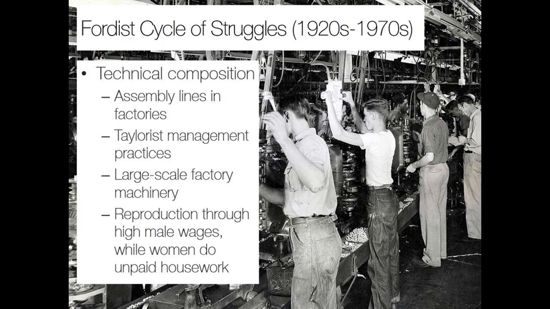I also mentioned before that within classes and in the economy in general, sometimes change is facilitated through struggles. We see here a picture of the Ford manufacturers. This comes up very often because it's a very good illustrative example. We have assembly lines in factories. We have large-scale factory machinery. And we have high male wages, or relatively high, while women did unpaid housework.